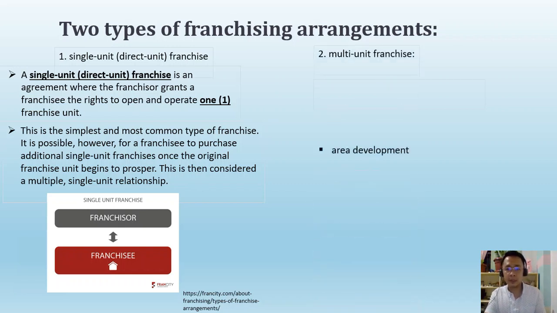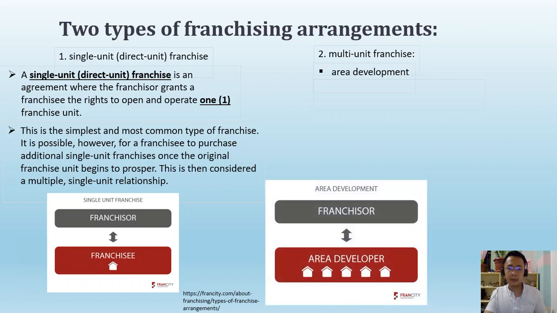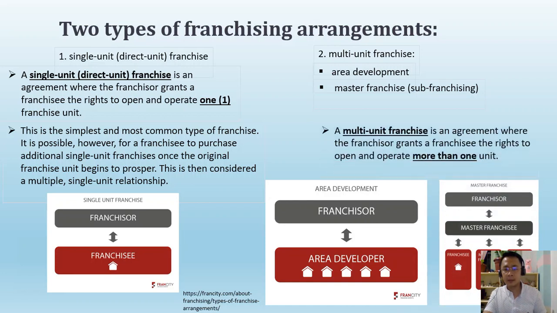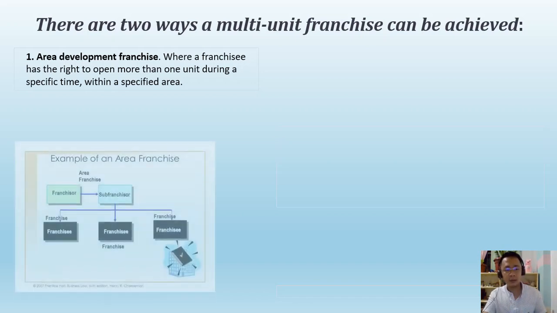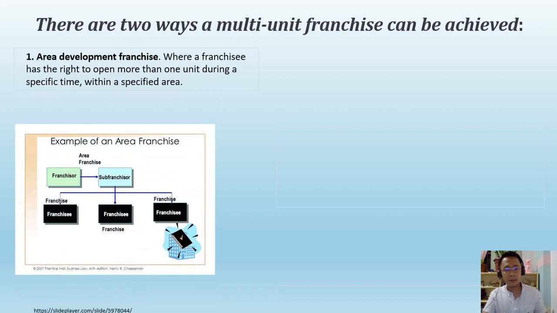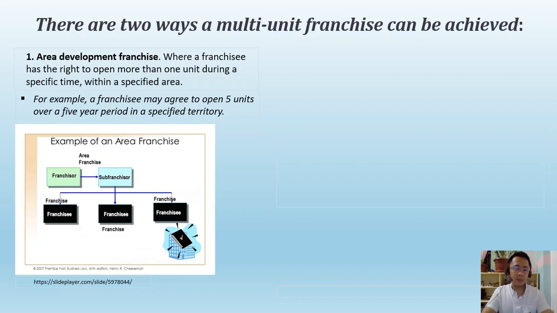The second is the multi-unit franchise, area development, and master franchise. A multi-unit franchise is an agreement where the franchisor grants a franchisee the rights to open and operate more than one unit. An area development franchise is where a franchisee has the right to open more than one unit during a specific time within a specified area. For example, a franchisee may agree to open 5 units over a 5-year period in a specified territory.